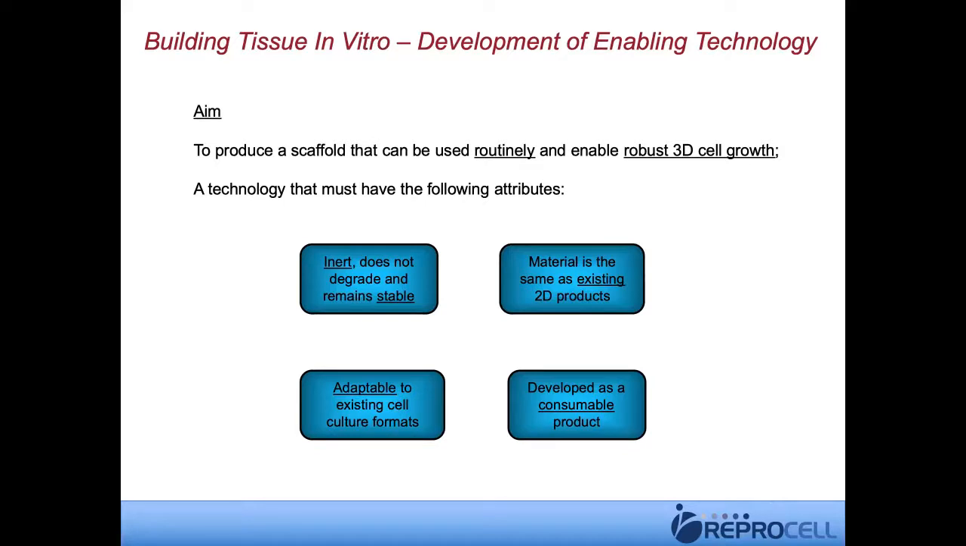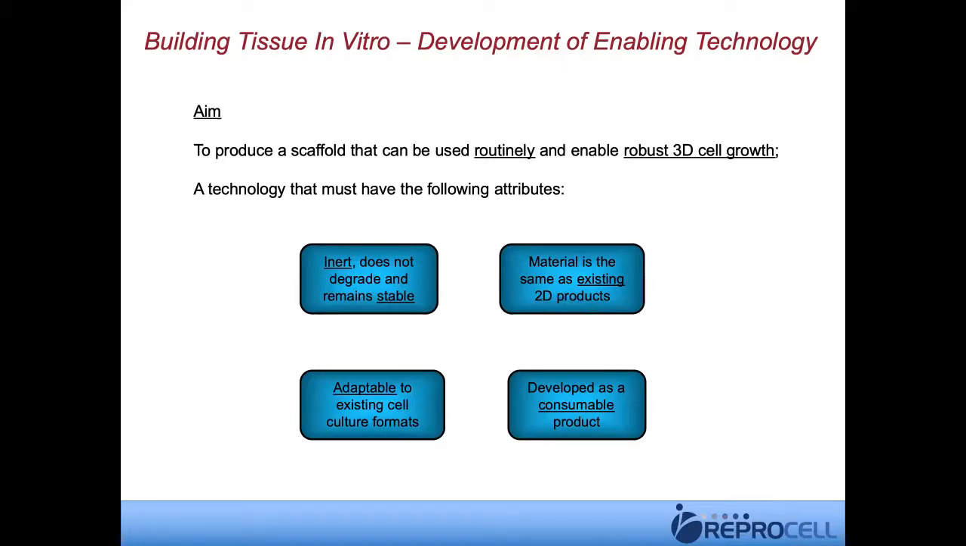And when we started to develop this initially, we decided that it had to satisfy various attributes, such as those listed here. So for example, the material that we made our scaffold from is inert, and it does not degrade and remain stable. And this is important because if it was a degradable material, it could fall apart and become physically unstable, but also it could release byproducts into the culture which themselves could influence the behavior of the cells. So we didn't want that as an additional variable.